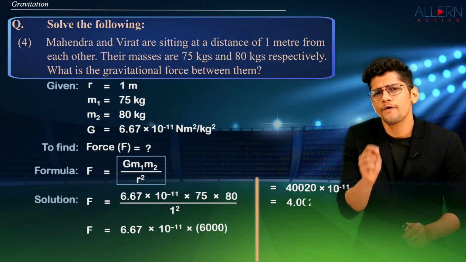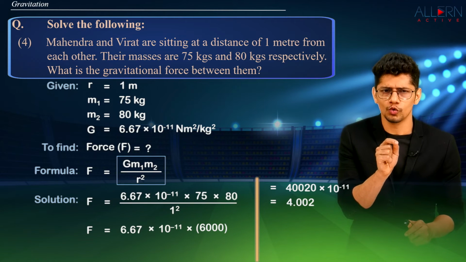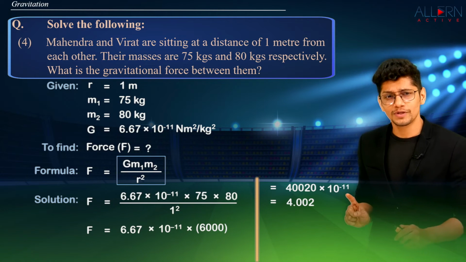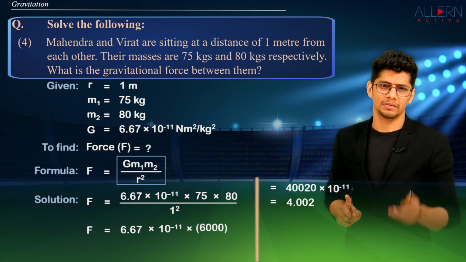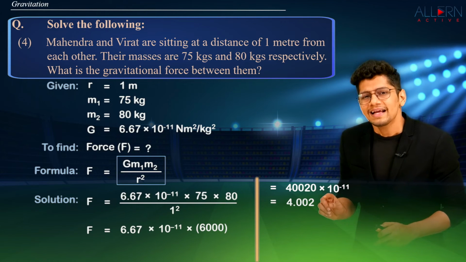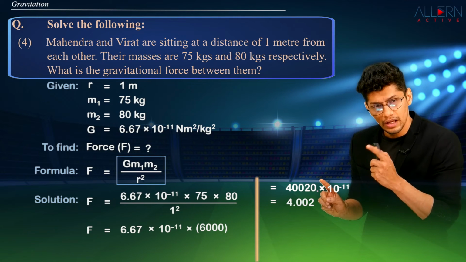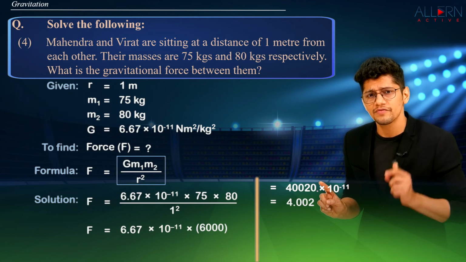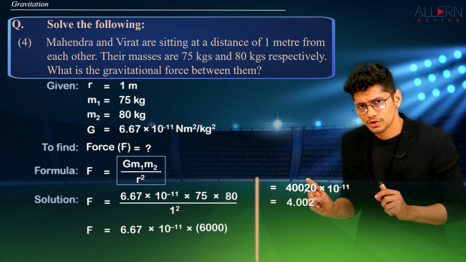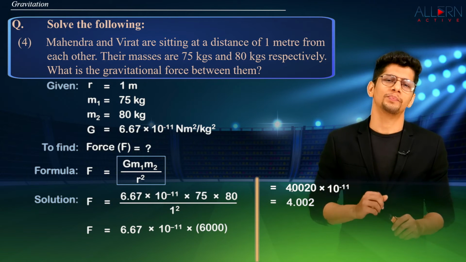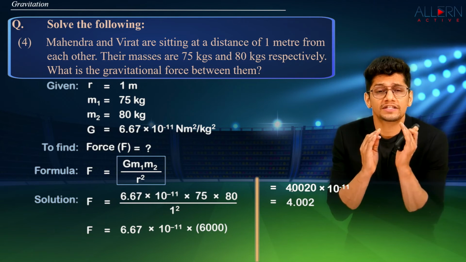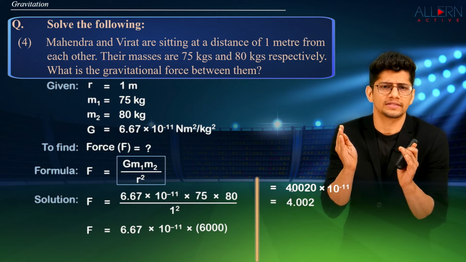So if I write 4.002, I cannot write into 10 raised to minus 11. I cannot simply change the number, right? So what we have done is, initially the decimal was here. So we shifted the decimal beside 4. How many places did we shift? Let's see. 1, 2, 3 and 4 places, right? So we have shifted the decimal by 4 places.